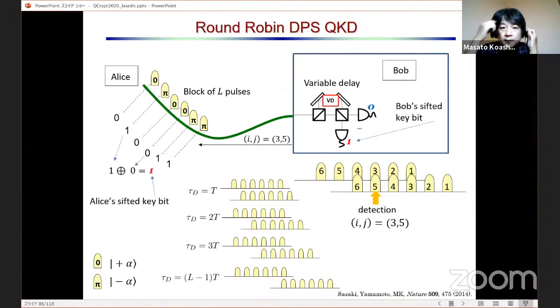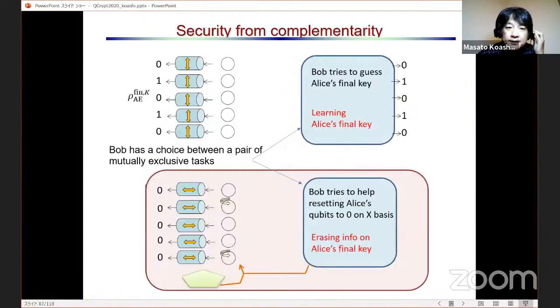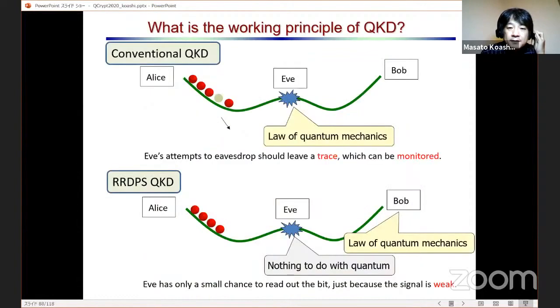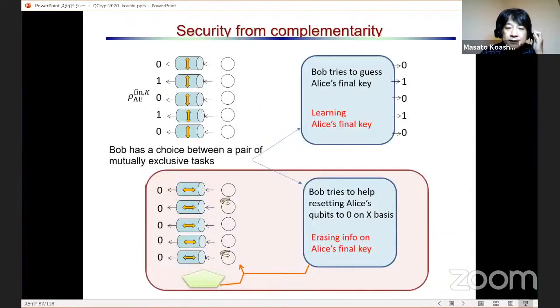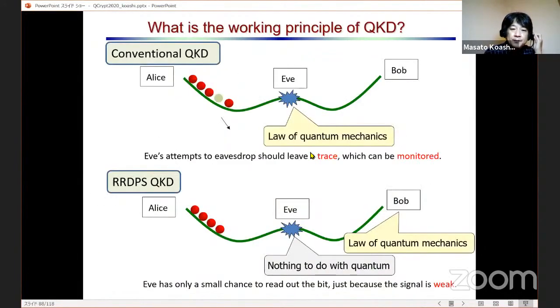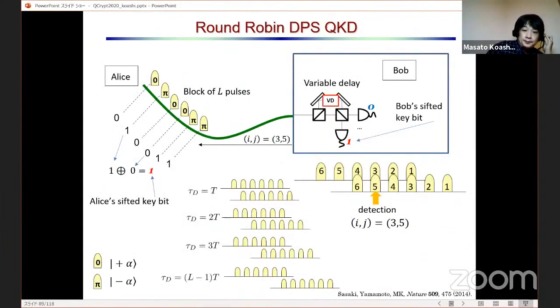Okay. So the next protocol is round robin DPS QKD. I chose this protocol because I want to emphasize this property. This approach is based on complementarity, and in some sense, this protocol highlights that kind of property. In this round robin protocol, Alice is going to use a block of L pulses like this.